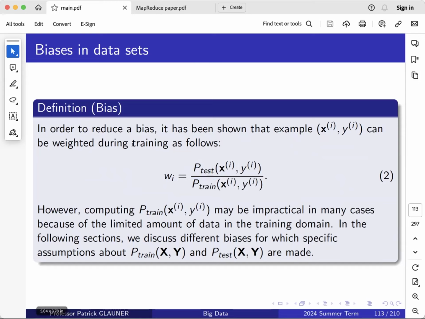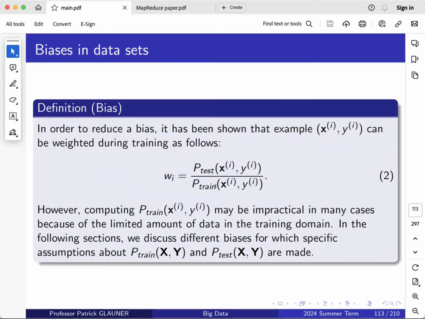And if you can do this, you can calculate the probability of my training example appearing in the test distribution, and the probability of my training example appearing in the training distribution. If you can calculate these probabilities, you can divide the test one by the training one, and then you have a weight. And this weight is an importance measure of how important your training example will be.